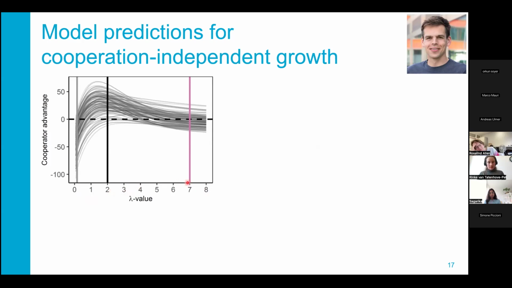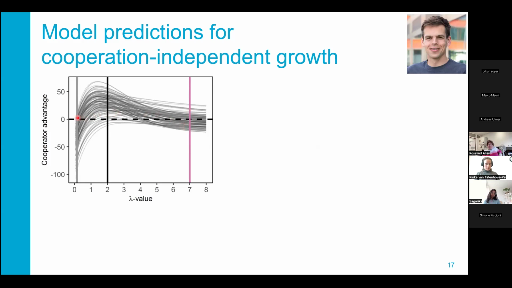I think the easiest one to understand is this one. If we have a high lambda value of 7, we have on average 7 cells per droplet. That means that in most droplets, we will have at least 3 cells or more. And we know that if we have all 3 cells together, both the cooperators and the cheaters, the cheaters outcompete the cooperators. And that's also what we see here. If the lambda becomes very high, so if we have a lot of cells per droplet, then the cheaters outcompete the cooperators.